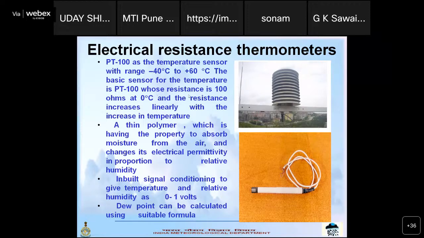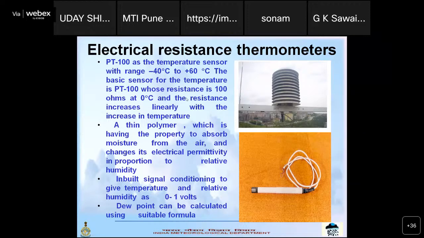The platinum 100 sensor has a property: it increases linearly with temperature. When the temperature increases, resistance increases, so it is linearly increasing. The temperature range is decided as minus 40 degrees to plus 60 degrees. The output is given as resistance, but that resistance can also be converted into 0 to 1 volt. So 0 to 1 volt corresponds to minus 40 to plus 60 degrees. Whenever the temperature rises, the corresponding voltage also rises. 0 to 1 volt means 0 to 1000 millivolt. So 1000 millivolt corresponds to plus 60 degrees Celsius, and zero corresponds to minus 40 degrees Celsius.